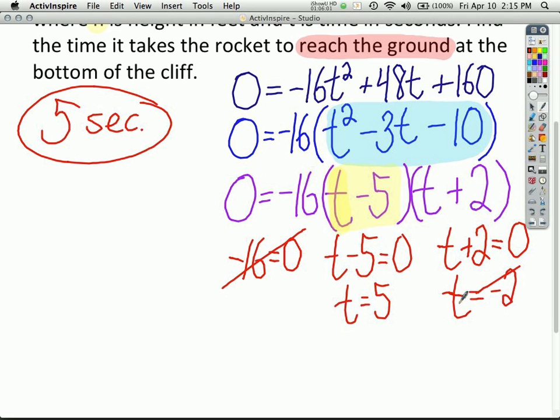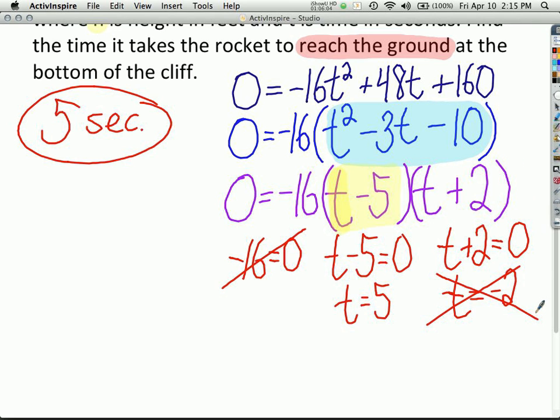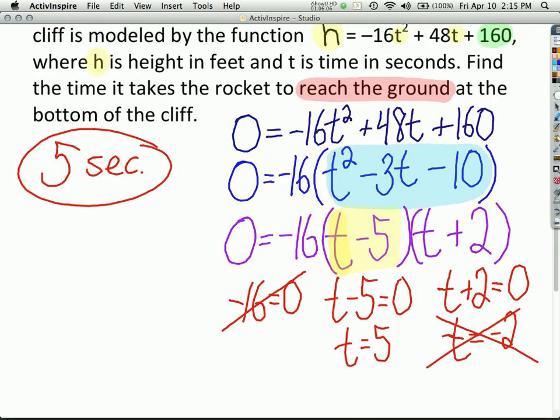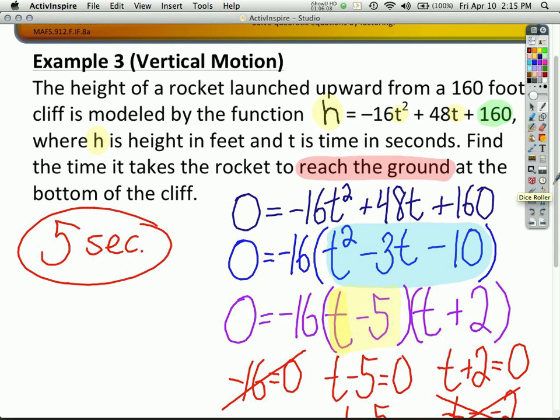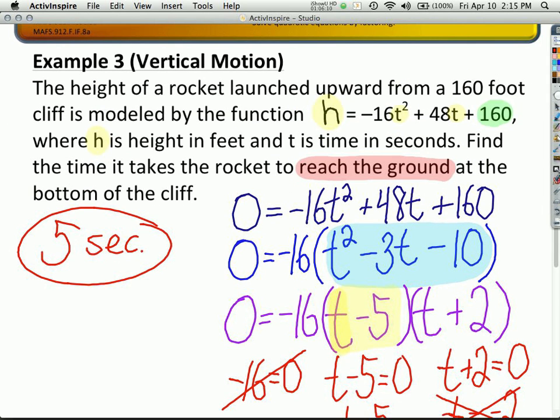And we disregarded this answer. That does not apply. Any other comments, questions about the vertical motion model and applying what we've learned to something real?